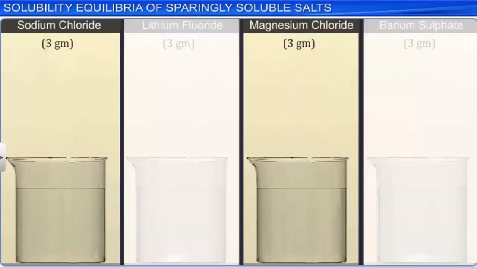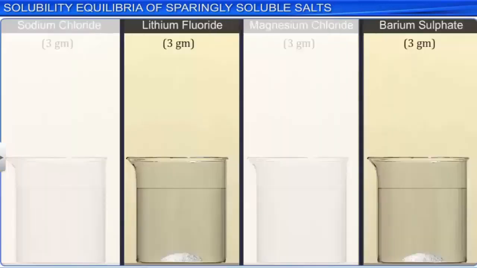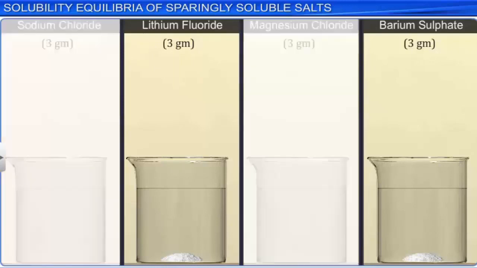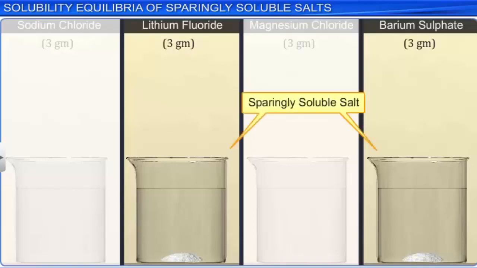You observe that the salt in the beakers containing the solutions of sodium chloride and magnesium chloride dissolve completely, while the other 2 beakers still contain large amount of undissolved salt. From this, we can conclude that all the salts are not soluble in water to the same extent. Salts like lithium fluoride or barium sulfate, which show little solubility in water, are commonly termed as sparingly soluble salts.